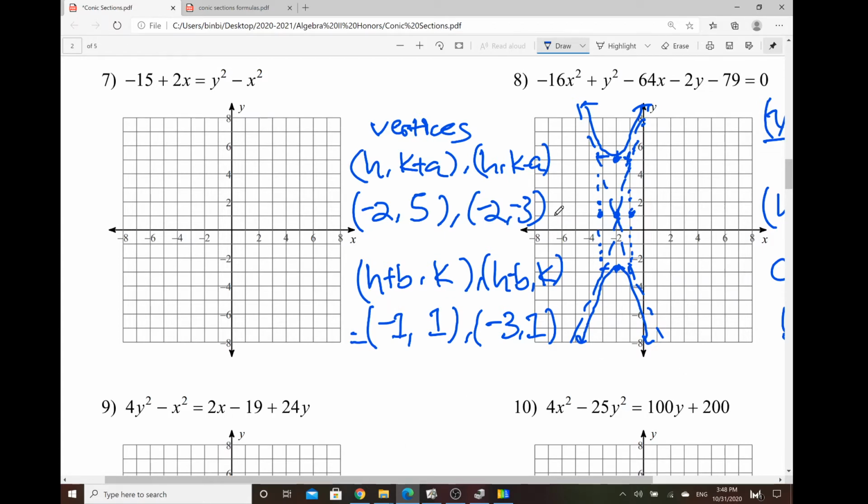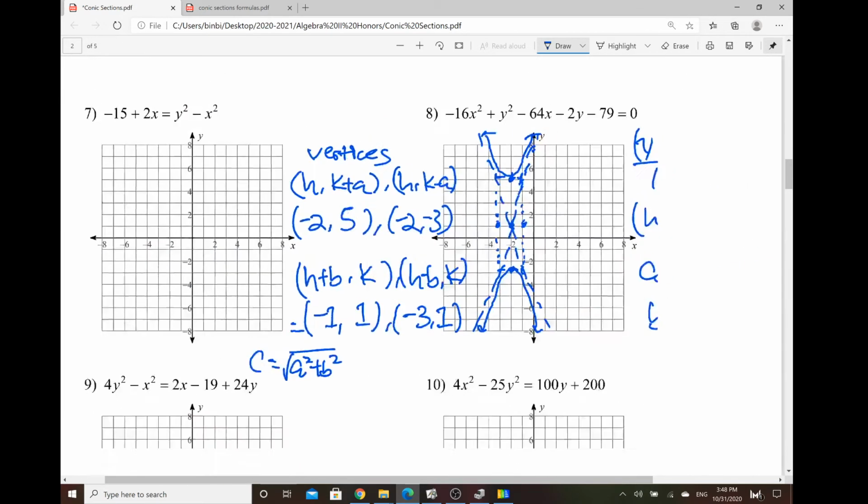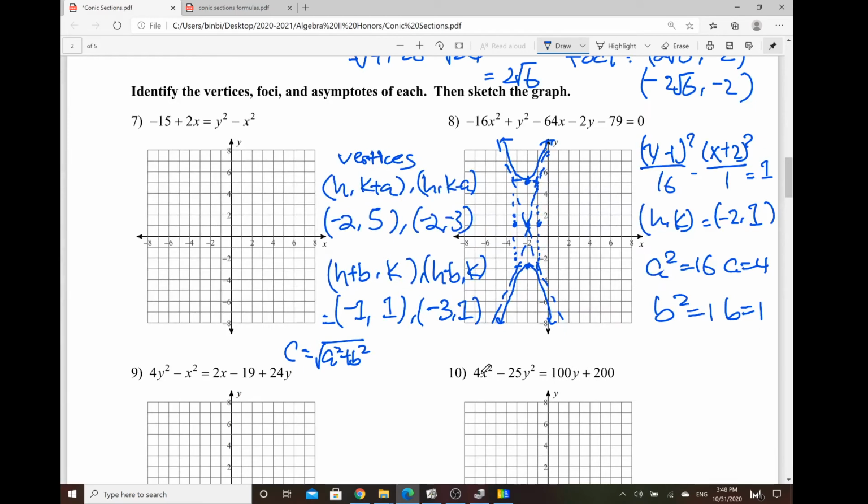Okay, so now let's see what else we need to figure out. The foci, the way to find the foci. So let's find the value of c. c is always the square root of a squared plus b squared, just like the Pythagorean theorem. So what we got for the value of a is 4. Just a squared plus b squared, so 16 plus 1, that's 17. So it's root 17.